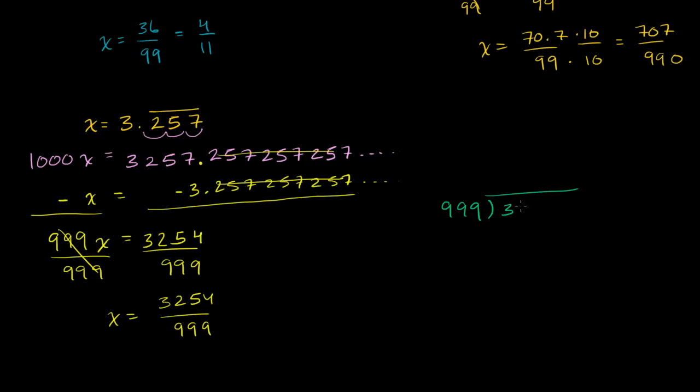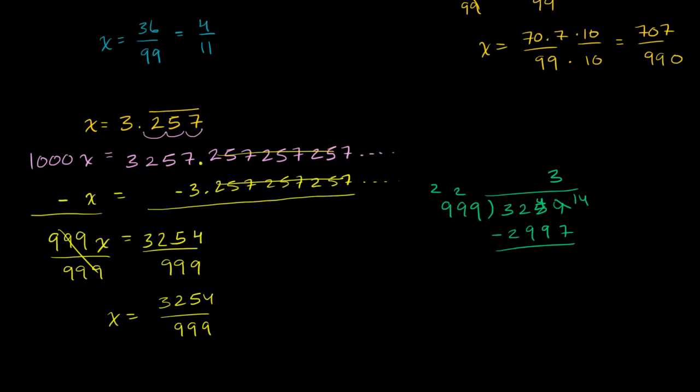So 999 goes into 3,254. It'll go into it 3 times. And we know that because this is originally 3.257. So we're just going to find the remainder. So 3 times 9 is 27. 3 times 9 is 27, but we have to add the 2, so it's 29. And so we are left with, if we regroup or borrow, or however we want to call it, this could be a 14, and then this could be a 4.